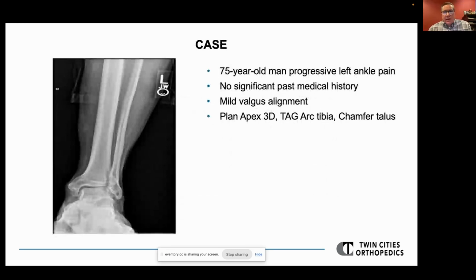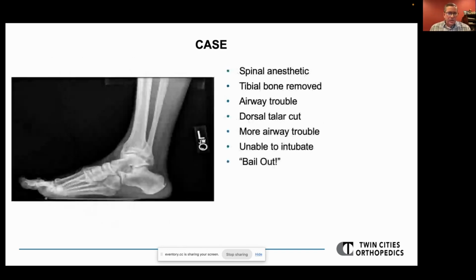Second case, this is a 75-year-old man, progressive left ankle pain. He reported to me no significant past medical history. He had some mild valgus alignment at his ankle joint. He had a neutral plantigrade foot below. His deltoid was competent. So the plan was an Apex 3D using the traditional alignment guide with an arc tibia and a chamfer talus. And this was an odd case.